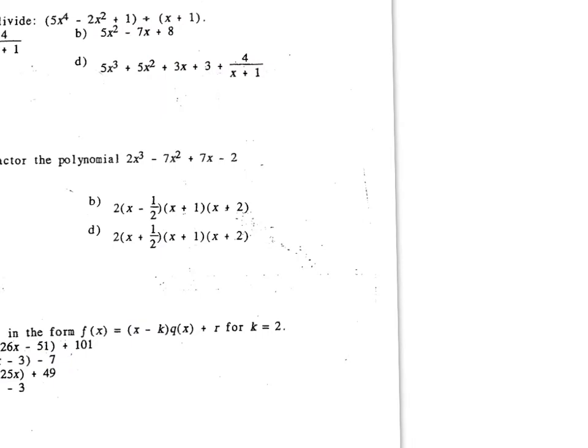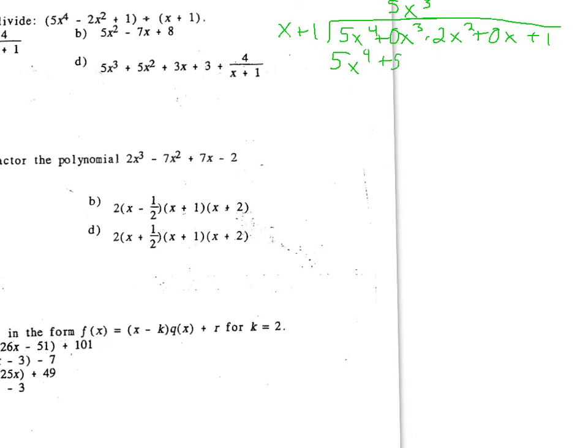In 31, we want to divide 5x to the fourth minus 2x squared plus 1 by x plus 1. What we need to remember on this one is that there are some terms missing, so we need to fill in some zeros. So we have 5x to the fourth plus 0x cubed minus 2x squared plus 0x plus 1. So now we need to check what we need to multiply x by to get 5x to the fourth, which will be 5x cubed. And then we need to multiply. So we'll get 5x to the fourth plus 5x cubed.